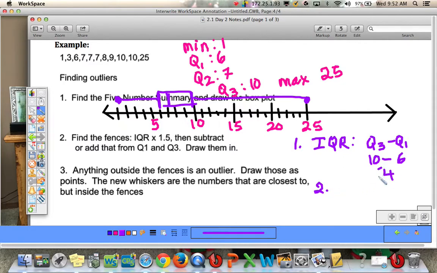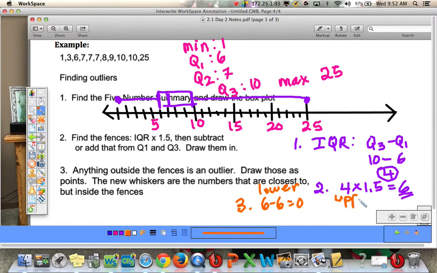Step 2 is we're going to multiply this number, our interquartile range, times 1.5. Always times 1.5. And that would give us 6. Okay, so this is called the magic number to find our fences. Step 3, to find our fences, we subtract it from Q1. Q1 is 6. So there's a fence at 0. That's the lower fence. The upper fence, we add it to Q3. Q3 is 10, so 10 plus 6 is 16.